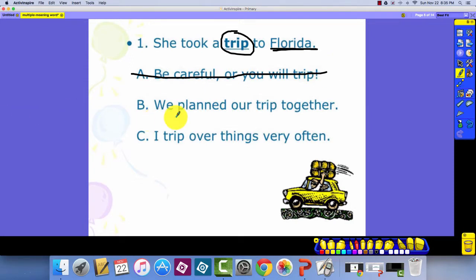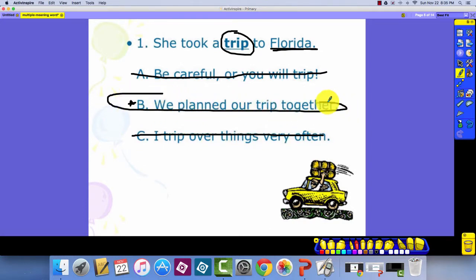We planned our trip together. Okay, well, I did say she was going to Florida. Okay, and Florida's a place, so they might be planning a trip together. So I'm just going to put a little star here because that could be a potential answer. Let's read option C. I trip over things very often. Again, there was nothing about her falling or tripping over things, so we can eliminate that choice. So the word trip here means that she was planning a trip to Florida. She was planning to go to Florida.